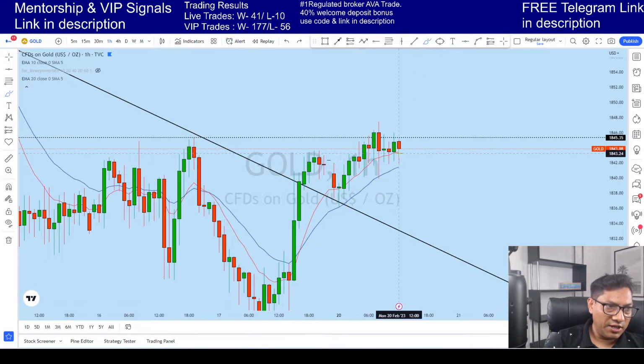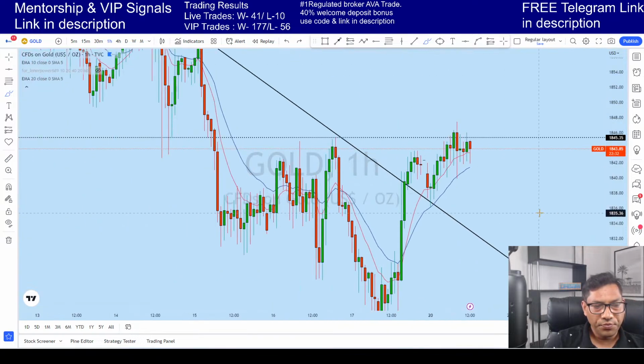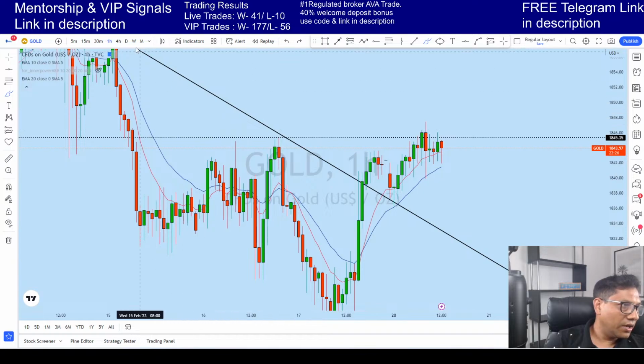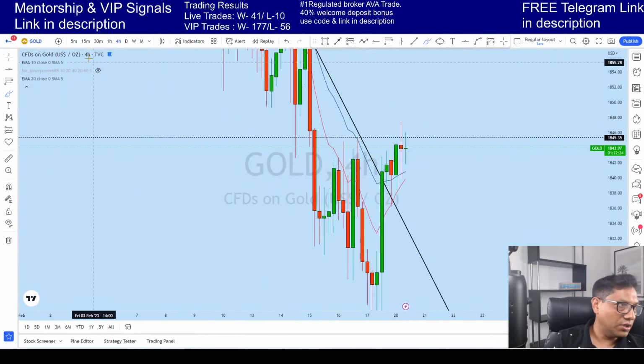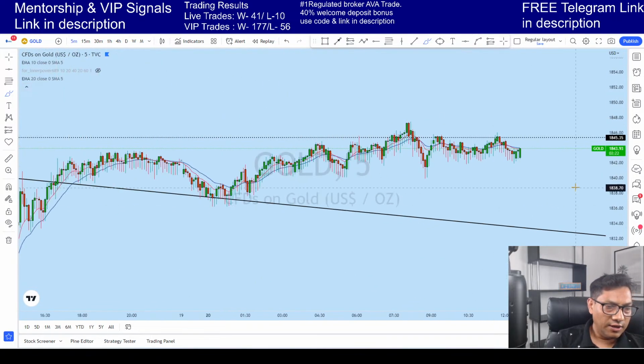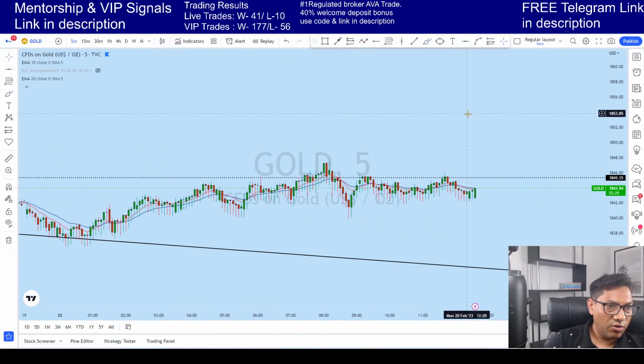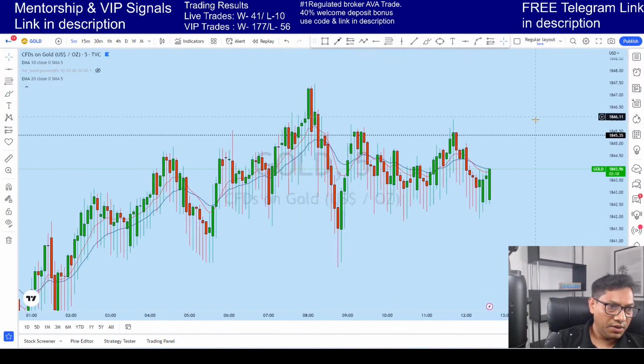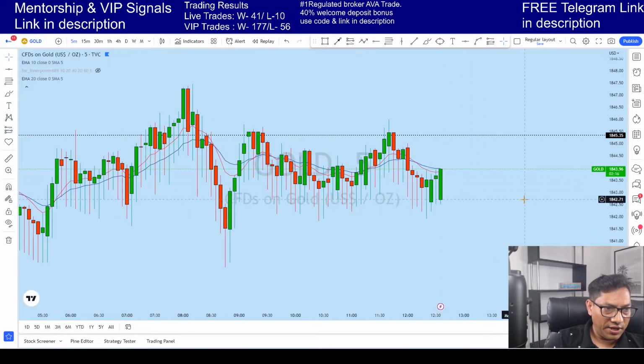Another probability is for gold to continue to go up. Because the price is approaching this resistance zone, it is important for us to see how it is doing. I'm just looking at the 5 minute time frame now, and you see quite a big gap opening here as well.